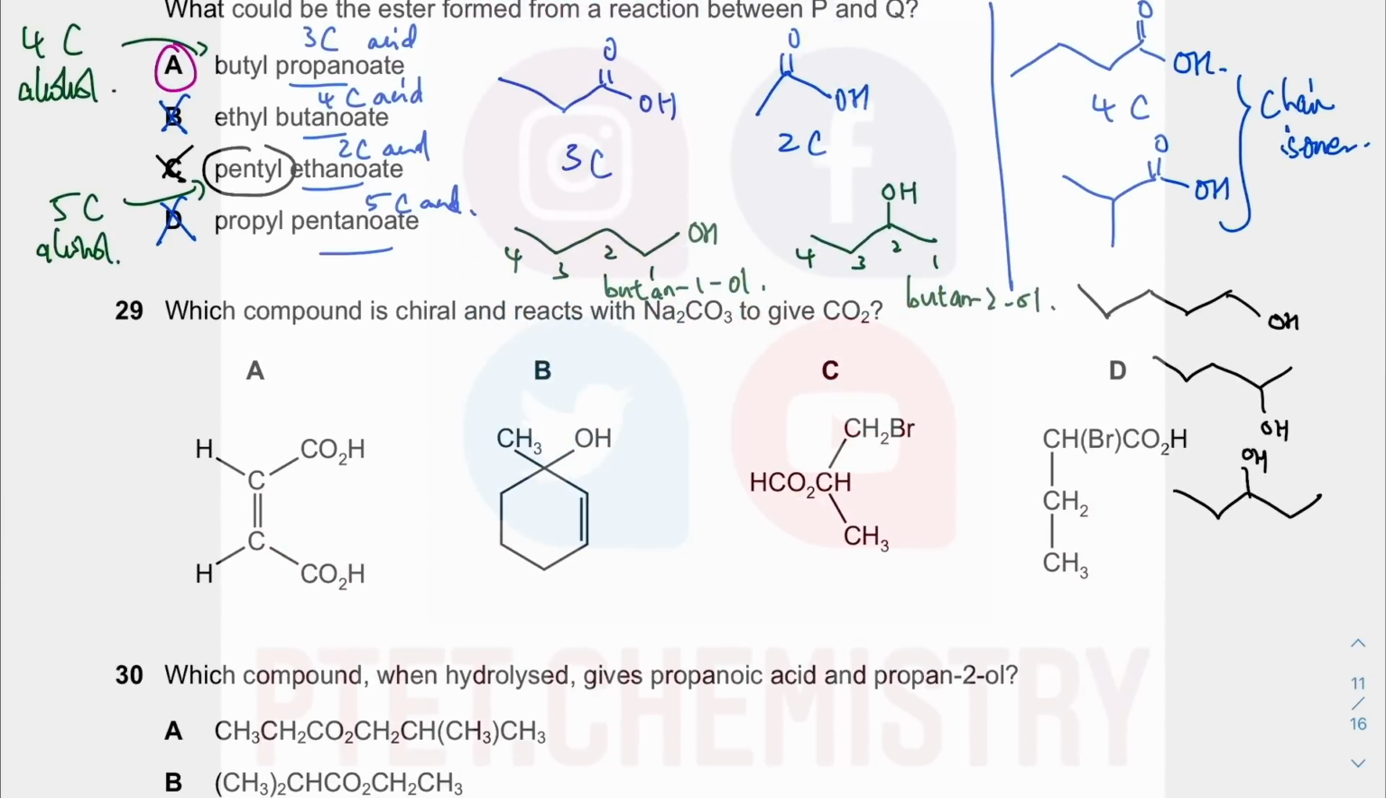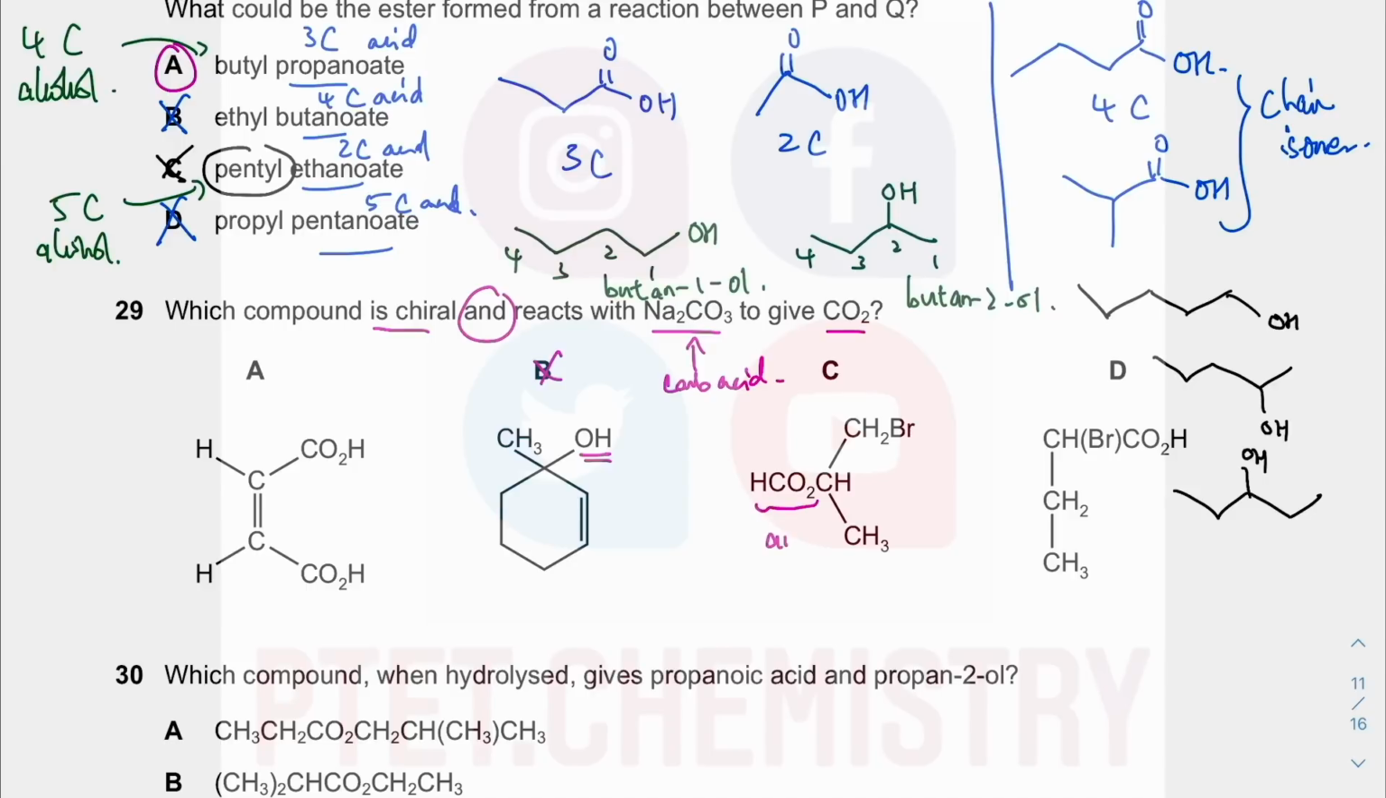Question 29, which compound is chiral and reacts with sodium carbonate to give you CO2? So we're looking at a carboxylic acid. It must contain a carboxylic acid. This is not a carboxylic acid. It can react with sodium, okay, but it does not react with carbonate because this is not acidic. You do not have an acid there.